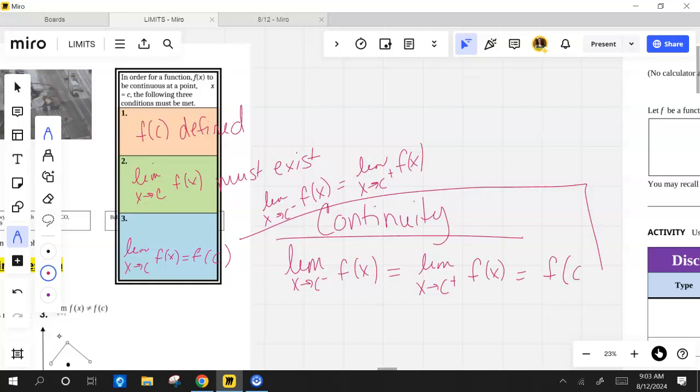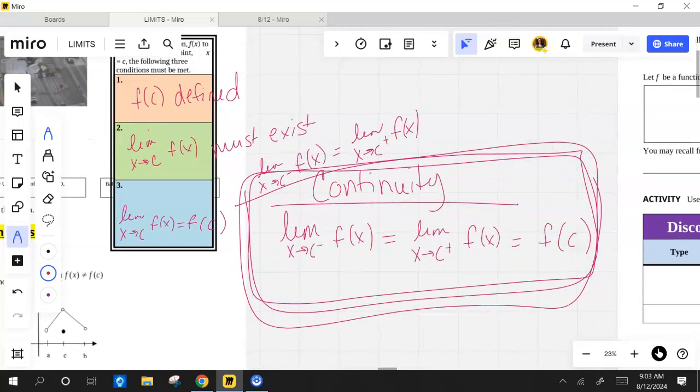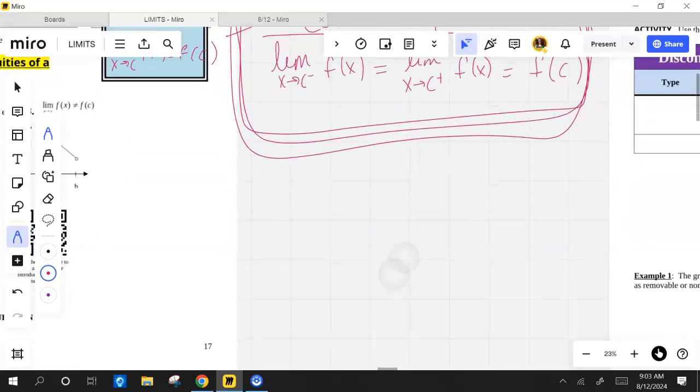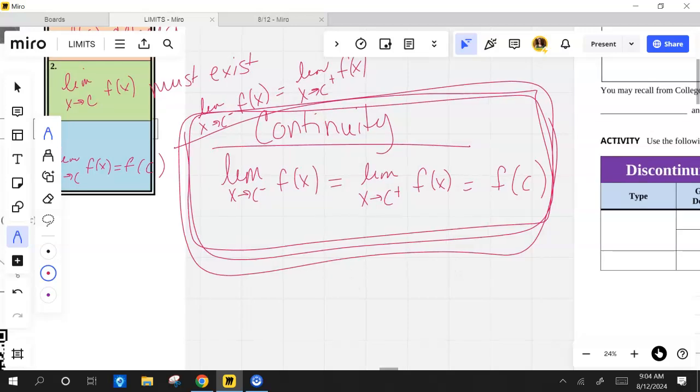Yes, that works. Star this, highlight it, do whatever you need to do, because you will be asked multiple times, is the function continuous at c? And this is what you have to show. If you can show that the limit from the left equals the limit from the right, and also equals the function value, you can say that the function is continuous. That's what it means to be continuous. So this is your big takeaway.